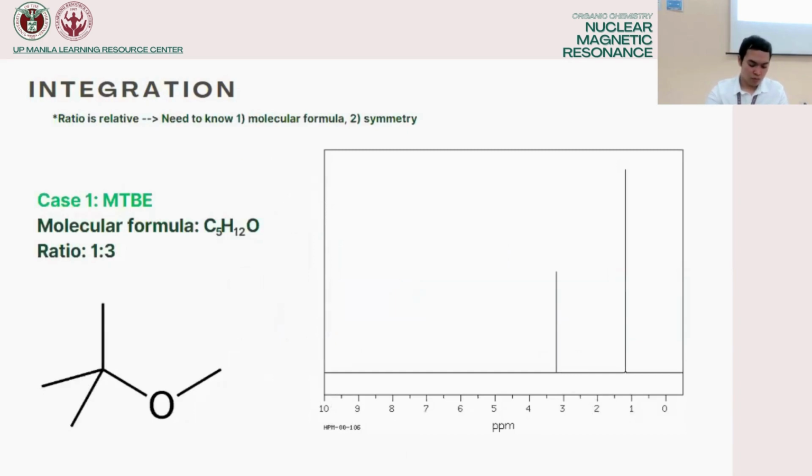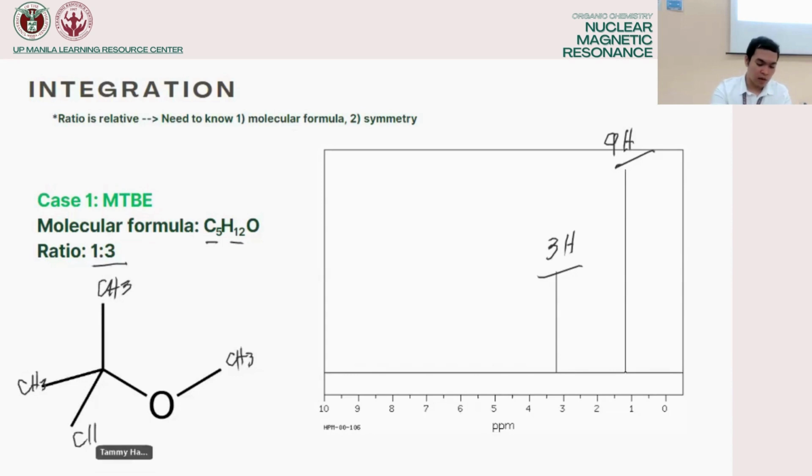Ayan. So, minsan, we have to know the molecular formula and symmetry. So, ito ratio niya is 1:3, di ba? Pero we know the formula is C5H12. Pero when you see the spectrum, this is for what? 9 hydrogen, and this is for what? 3 hydrogens. Saan itong 3 hydrogens na ito? Dito. How about itong 9? Sige nga, dito siya. Bakit ganito? Bakit ito ang 9 hydrogen? Bakit medyo upfield siya?